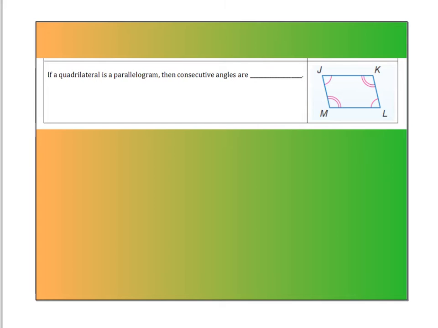Also, if a quadrilateral is a parallelogram, consecutive angles are supplementary. Remember, supplementary means they add up to 180 degrees. So consecutive means right in a row. So let's say this angle right here is 80, then the one next to it would have to be 100. Consecutive angles right in a row would be supplementary. This would be 80, this would be 100.